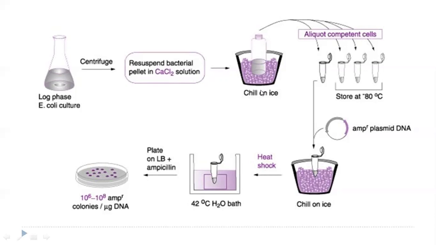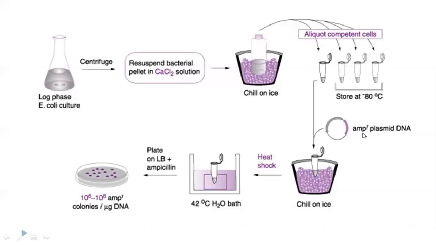Then chill on ice. Okay, so repeat this step 2 times, first with only calcium chloride, then with calcium chloride plus 10% glycerol, because you are making stock for your further experiments. So this is the aliquot. You have a lot of volume, so you just take it in several Eppendorf tubes, and this is your experimental sample. You can keep these for further use at minus 80 degrees. And this is your competent cell.